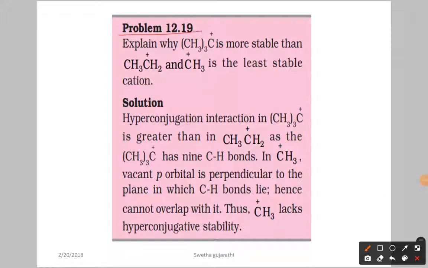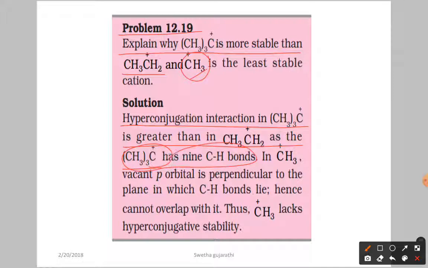Here we have a textbook question, problem number 12.19. Why is the tertiary carbocation more stable than the secondary, the primary, and least with the what? CH3 plus, nothing but the methyl carbocation. As I already discussed just now, the hyperconjugation interaction in the tertiary carbocation is greater than in the methyl and ethyl cation. The tertiary carbocation has 9 CH bonds. Already I just now discussed, here we have the 9 CH bonds. And in CH3 what happened? The vacant p orbital is perpendicular to the plane in which the CH bonds lie.